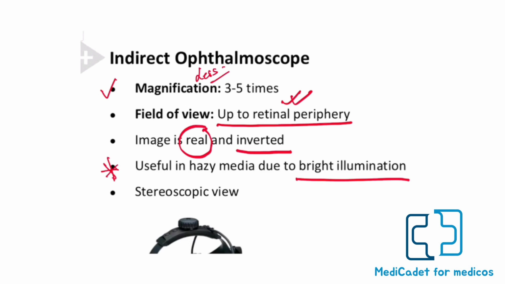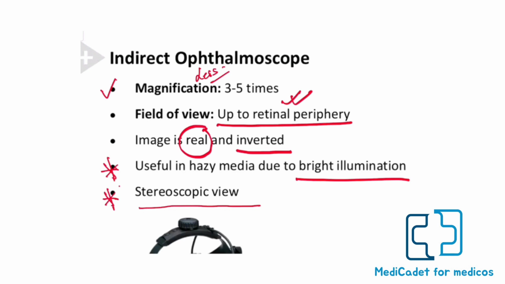And very importantly, it allows the examiner to use both eyes. So it's a binocular instrument and therefore the depth perception is good. So the view is called a stereoscopic view. I'll just go over this once more. Indirect ophthalmoscope: the magnification is less, but because the magnification is less, it allows us to view up to the extreme retinal periphery.